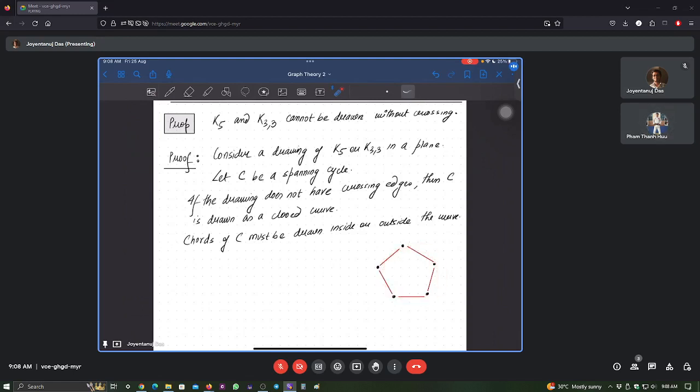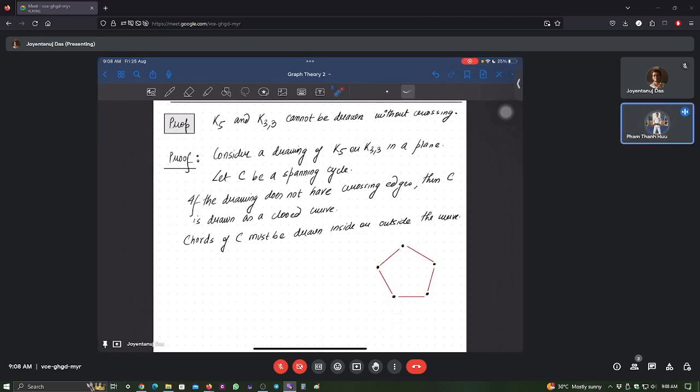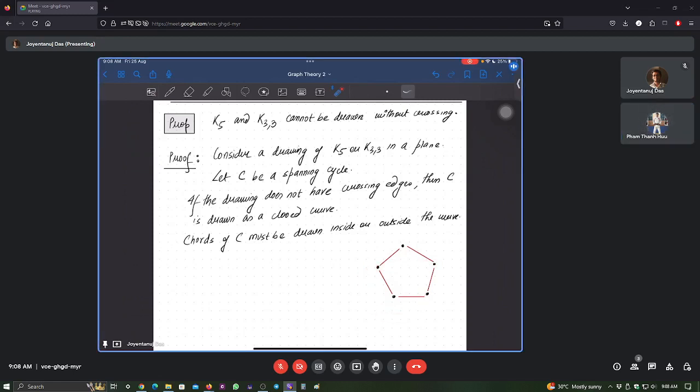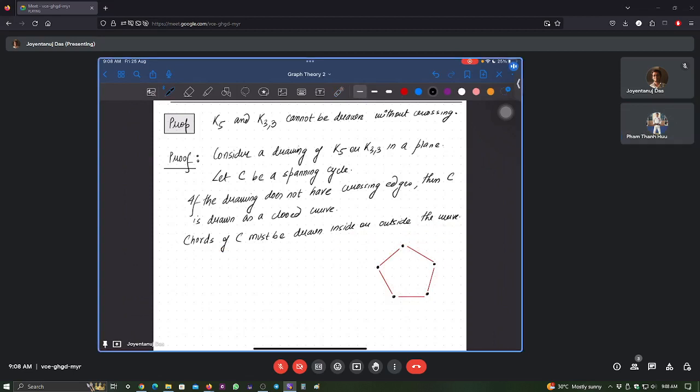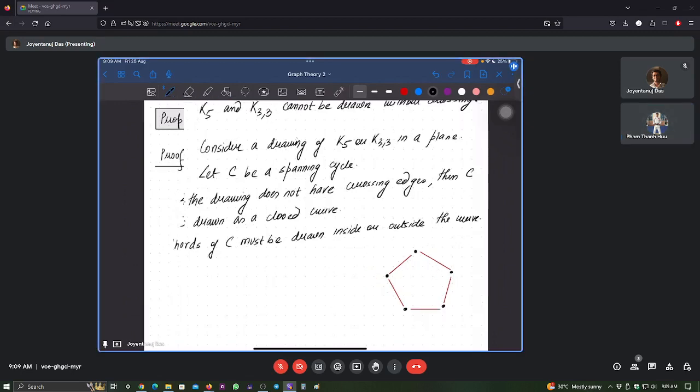Suppose I want to draw any chord. Either I have to draw it inside the curve or I have to draw it outside. So every chord of this cycle C must be drawn inside or outside the curve, because we are saying that the edges do not cross each other. But when will chords conflict, or cross each other? That is the condition you are explaining next.